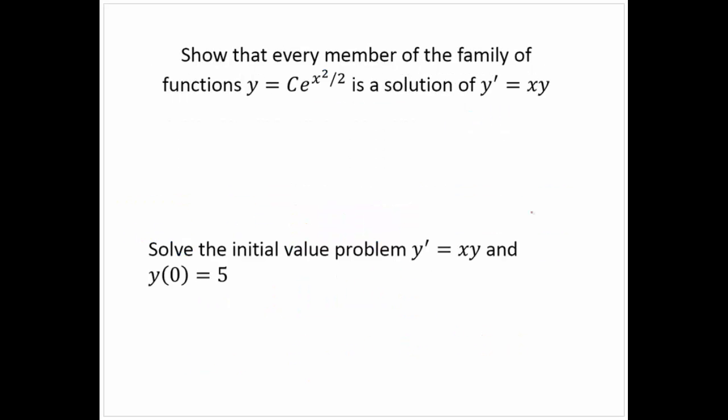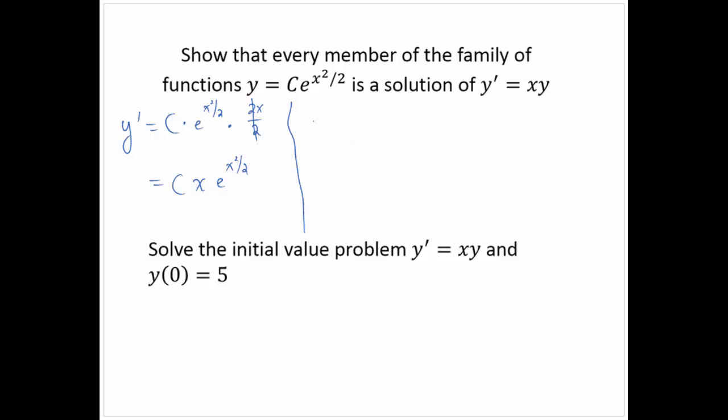Show that every member of the family of functions y equals c e to the x squared over 2 is a solution of y prime equals xy. All right, well, if y is equal to c e to the x squared over 2, then y prime would equal c times e to the x squared over 2 times, from the chain rule, a 2x over 2, which is just x. So y prime would be c x e to the x squared over 2.